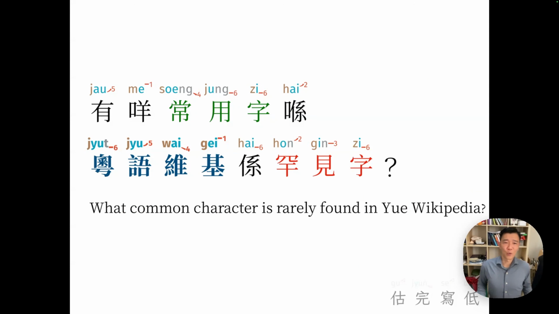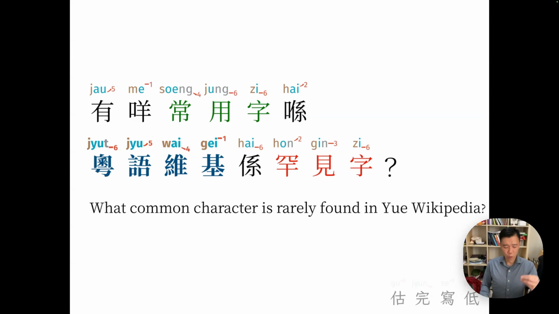Coming back to the first question I asked all of you, what common character is rarely found in the Wikipedia? The correct answer here is I. In Wikipedia, unlike the other corpus where ngo, I, shows up in the first top 10 or top 5, I doesn't show up in Wikipedia until 550.